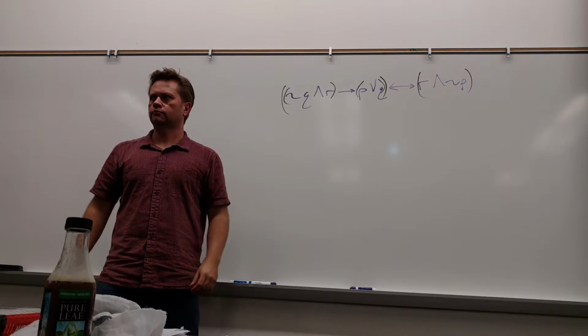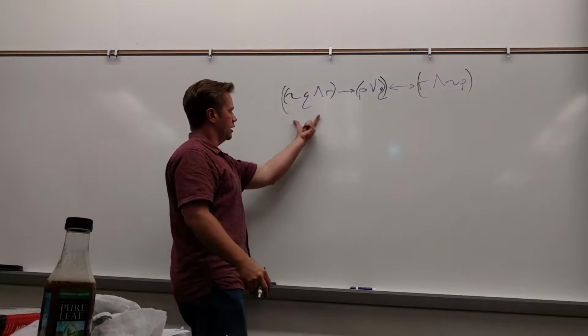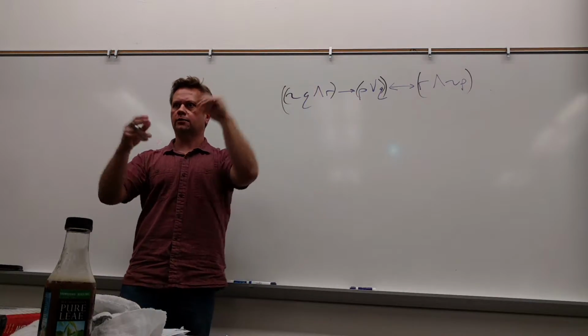This tells me the order that I'm going to evaluate these things if I had to make a truth table for this.